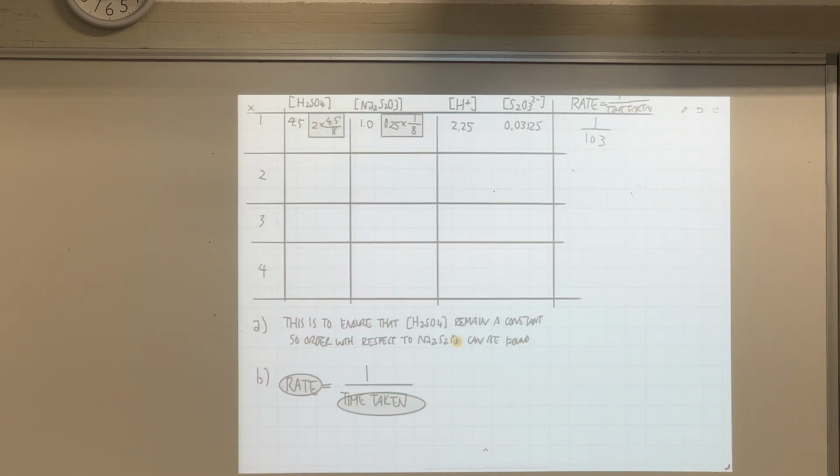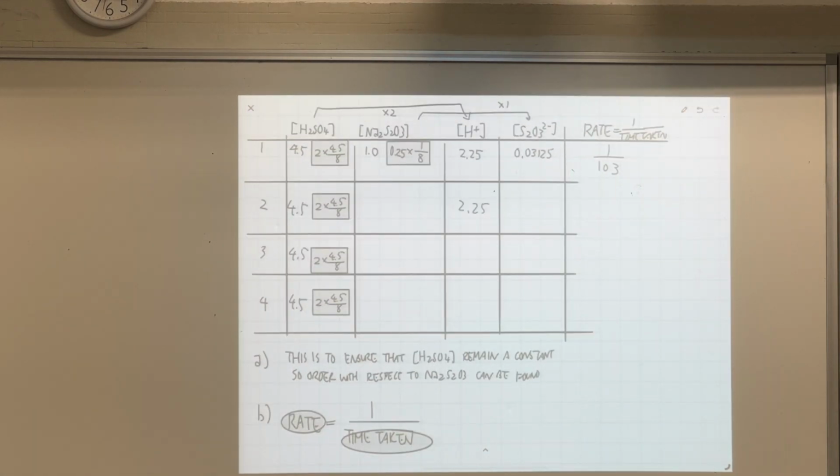Now, can you tell me what are the answers to these other boxes? Let me write out what this number is first. You have 4.5, you have 4.5. You don't have to do this for H2SO4 anymore because we have done it already. So all these numbers here will be 2.25, because they are the same numbers. The only thing you need to do is to find the concentration of thiosulfate. So 1.5, 2.0, 2.5. What's the real concentration of thiosulfate here?